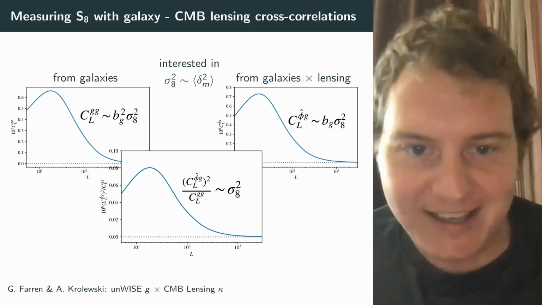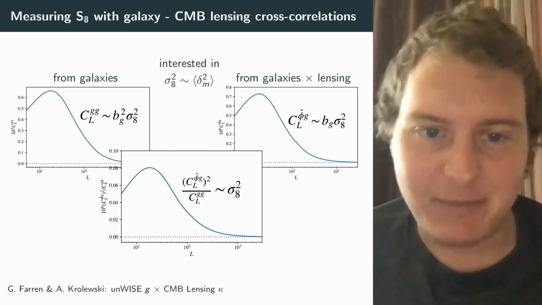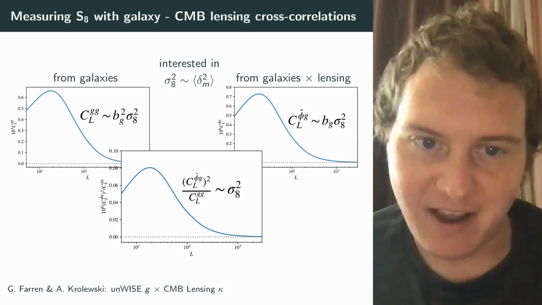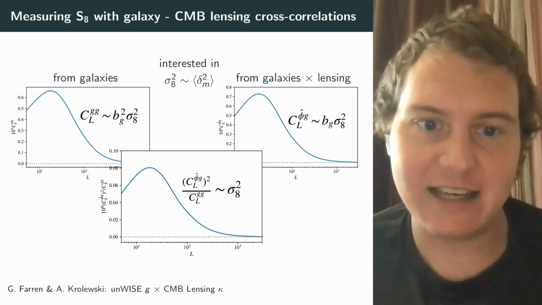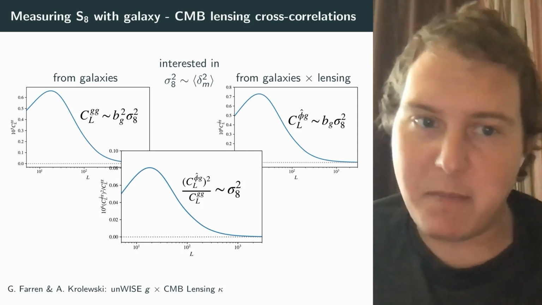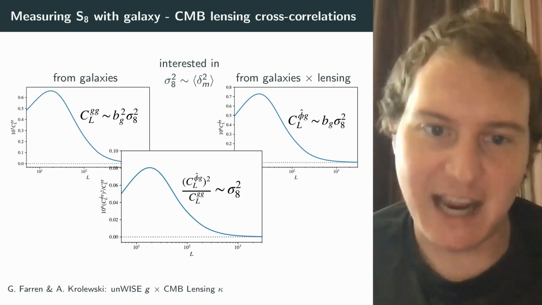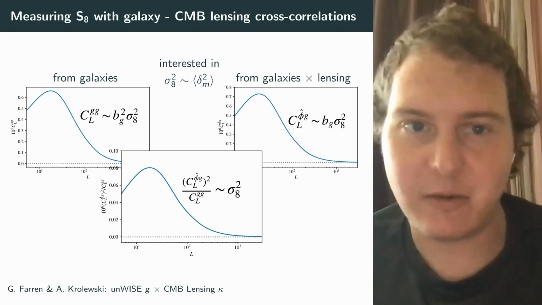So heuristically, we can consider our cosmological parameters as the ratio of the square of the cross-correlation divided by the autocorrelation, as shown in the middle plot. In fact, we forward model both the autocorrelation and the cross-correlation, so we're never taking ratios of noisy data, but this is a heuristic picture for what we're doing.